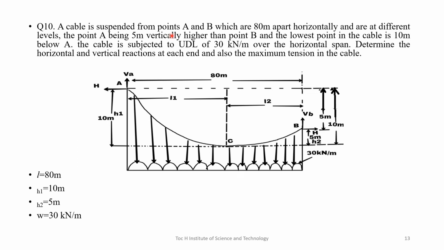A cable is suspended from points A and B, which are 80 meters apart horizontally and are at different levels. The point A being 5 meters vertically higher than the point B. That is, point A is 5 meters higher than the point B. And the lowest point in the cable is 10 meters below A. And the cable is subjected to UDL of 30 kilonewton per meter over the horizontal span. So determine the horizontal and vertical reactions at each end and also the maximum tension in the cable.